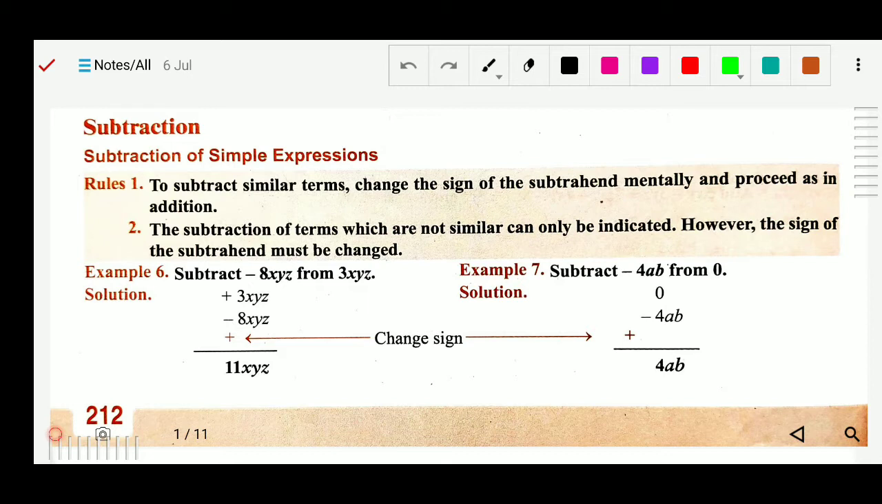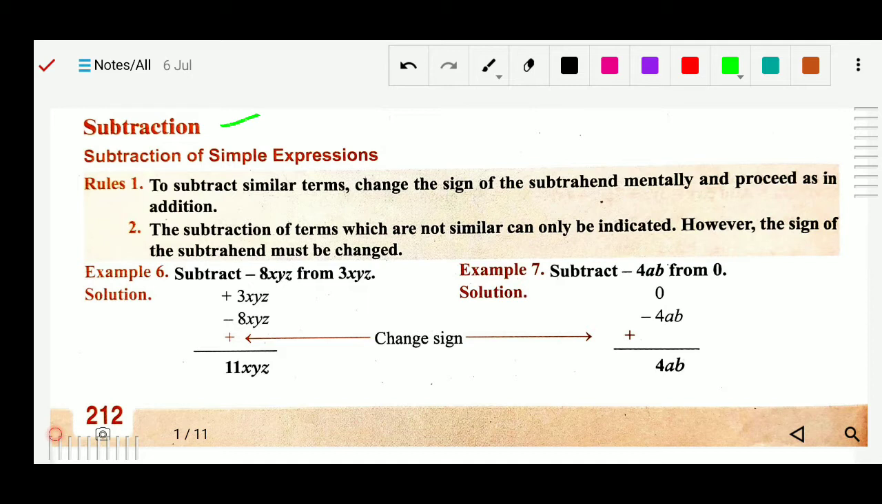So, what are the rules? In the subtraction of simple expressions, or algebraic expressions, it is almost similar to addition. We only have to change the signs, meaning there is just one little step to do, and the remaining steps are the same: plus minus and minus plus. That rule we will follow. So let's study this, then you will understand.